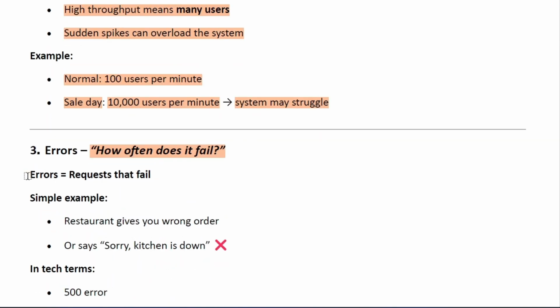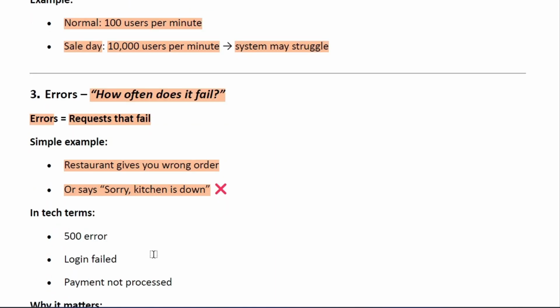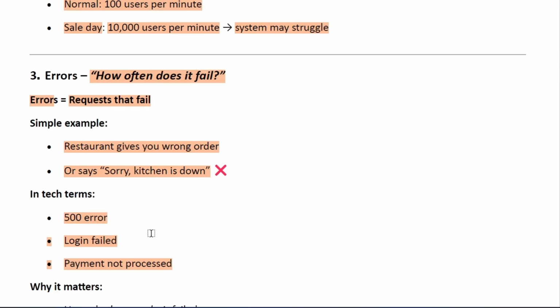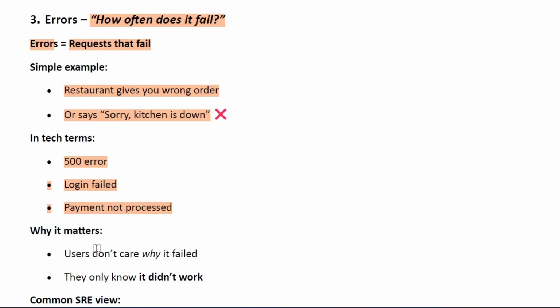For that, let's assume we have error requests that fail. A simple example: a restaurant gives a wrong order or says sorry, the kitchen is down. In tech terms, we have a 500 error, a login failure, or a payment not processed. These are the issues that generally happen. Why does it matter? Because the user doesn't know why it failed.